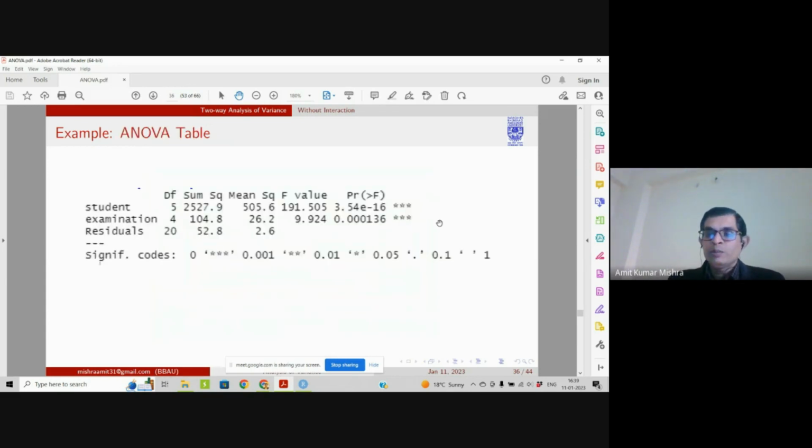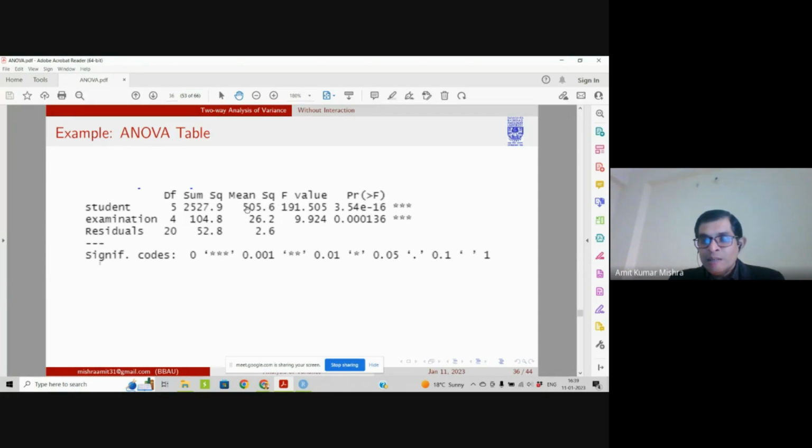And if you perform two-way analysis of variance with R, this will be the output. How to perform it, I will show you. First I will explain the output, then I will show you the commands. So this is the output. Student, you remember there were 6 students, so degrees of freedom is 5. Examinations, there were 5 examinations, so degrees of freedom is 4. Residuals, that means error. So you have m minus 1 times n minus 1, that means 5 times 4, 20. Then these are the sum of squares.